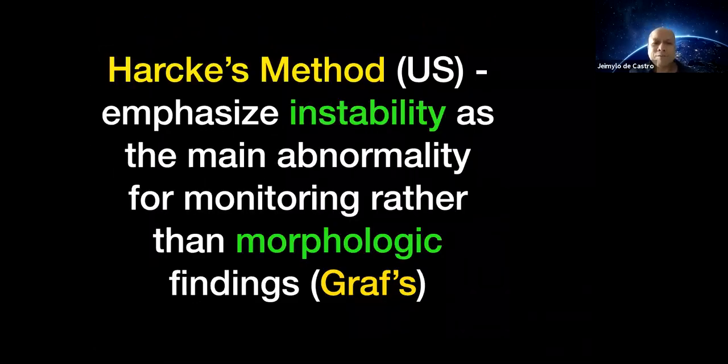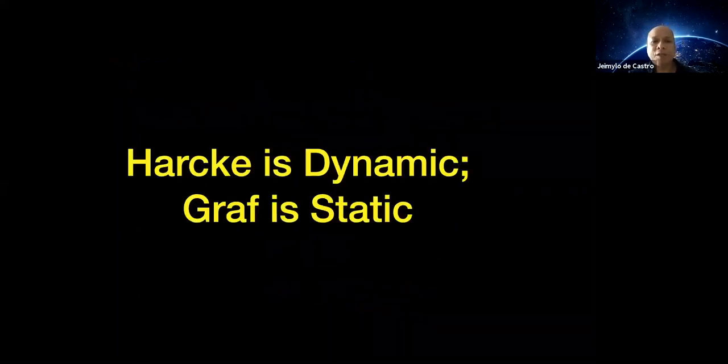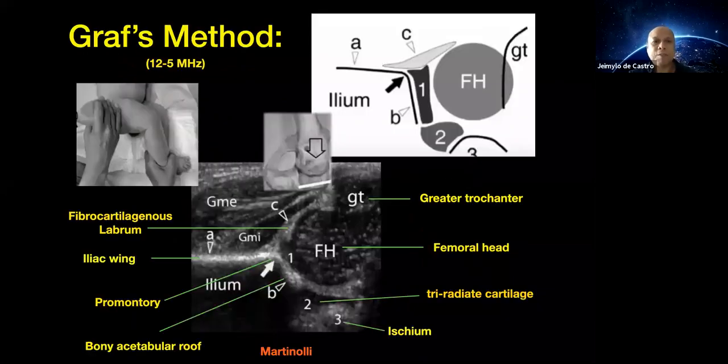So Harcke's method is the one that makes use of instability as the main abnormality for monitoring, common in ultrasound in the US. In Europe, we use Graf's, which is a morphologic way of assessing developmental hip dysplasia. Harcke is dynamic, Graf is static. So that's their difference. Okay, let's begin with Graf's method. So you see all of these lines and angles later on, okay? So let's begin with the references.